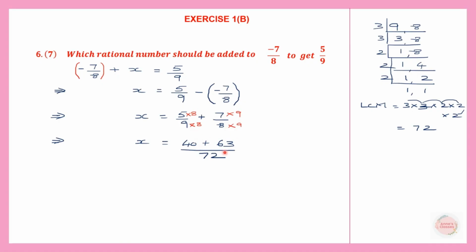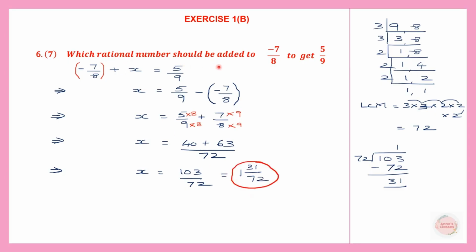So as you can see, you can use any one of the methods to get your numerators. So now let's add this up. 40 plus 63. X is equal to 103 by 72. Now let's convert this to a mixed number. 103 divided by 72. 72 ones are 72. 3 minus 2 is 1, 10 minus 7 is 3. So here our mixed number will be 1 31 by 72. So this is our answer. So this number is a rational number that should be added to minus 7 by 8 to get 5 by 9.